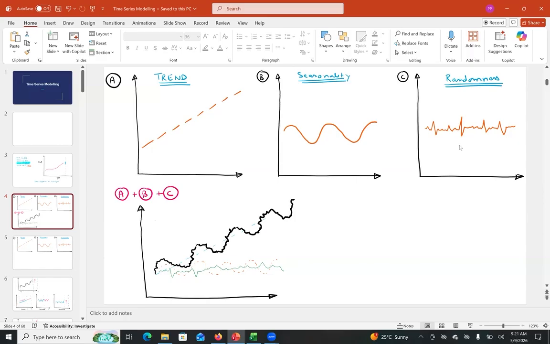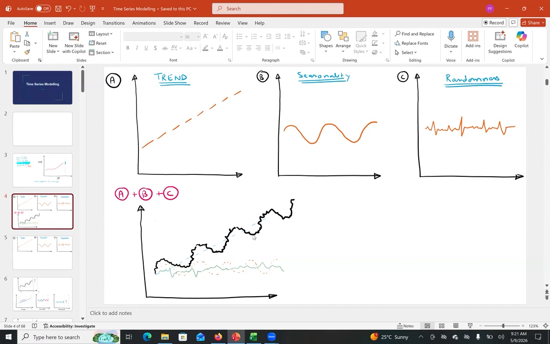Okay, now if I combine all of these three together, you will see that I will be able to form something like this black line, right? So there is a trend. You'll see that it is increasing over the period of time. Then there is a seasonality, because you will see that sometimes it is going up, sometimes it is going down, and a small variation here and there, right? This line is not a smooth line. There is a lot of noise here, right? That noise is nothing but your randomness.